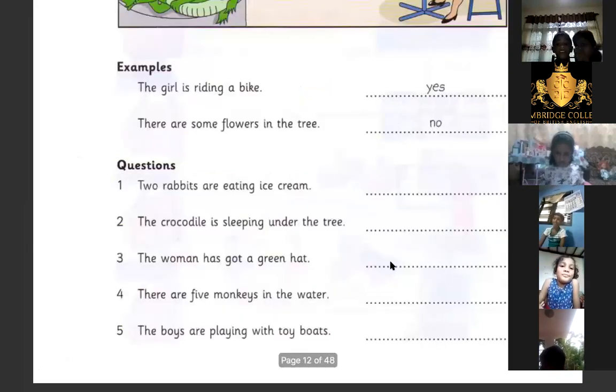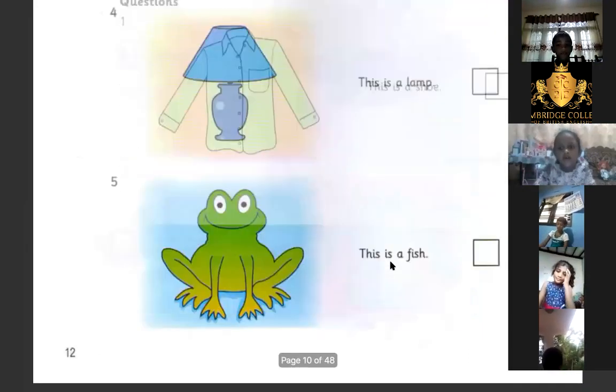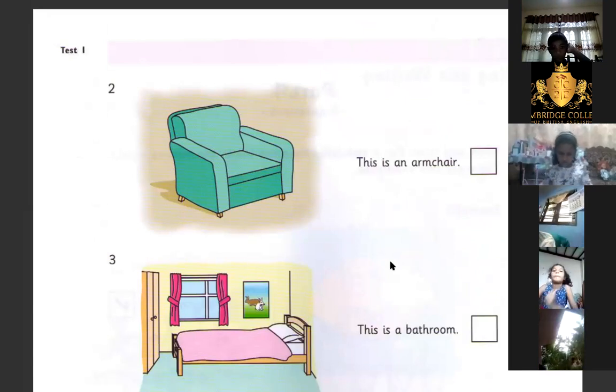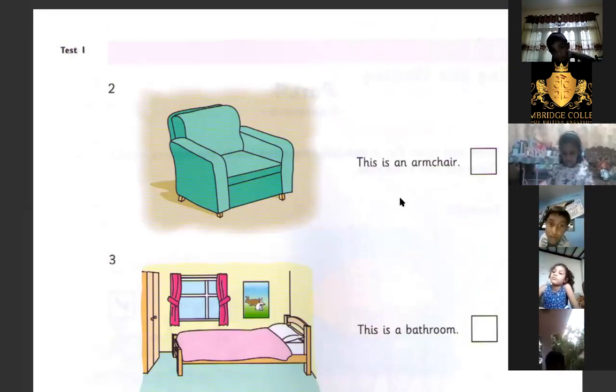Yes, okay. Right. Next we'll move to question number two. This is question number two.